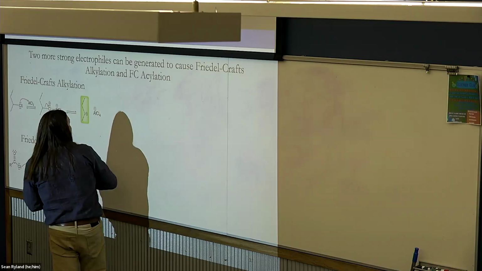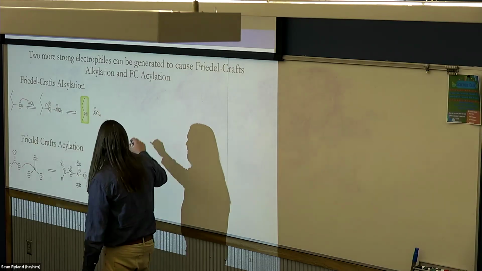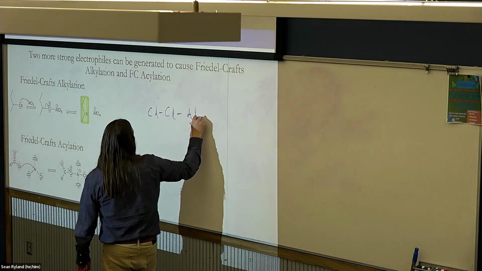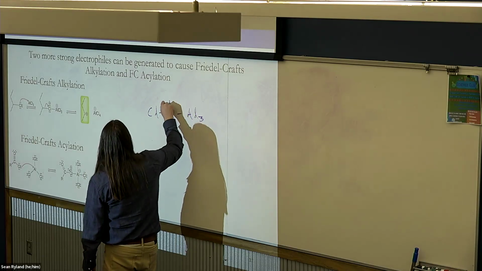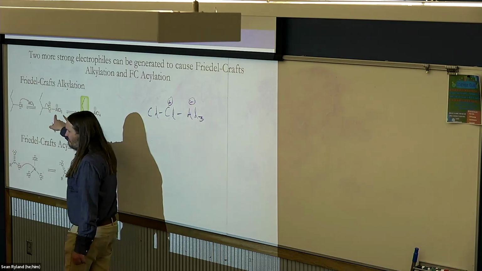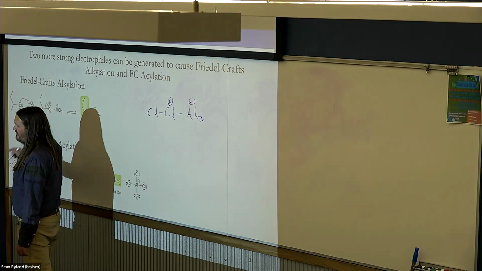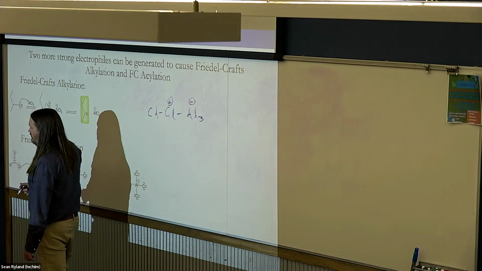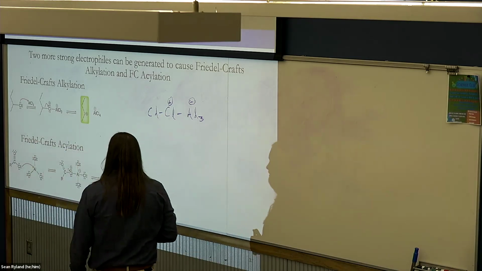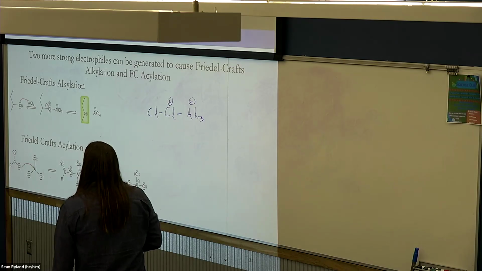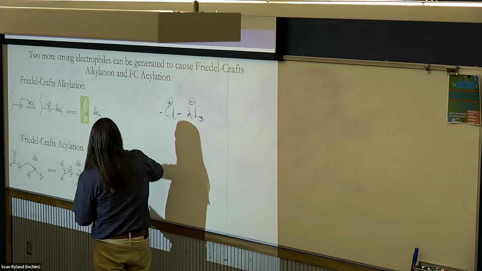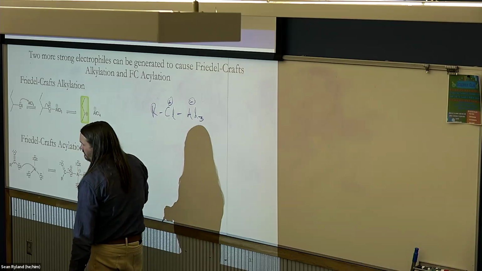So when we used AlCl3 it was with chlorine gas, right? So we made something that looks like this. It's a positive charge there and a negative charge there. This is going to do the exact same thing, except it's not 2 chlorines attached to each other, it's a carbon attached to a chlorine. So we just have an R group.